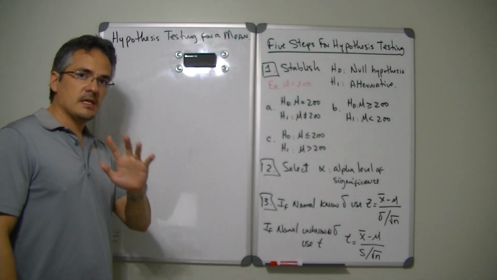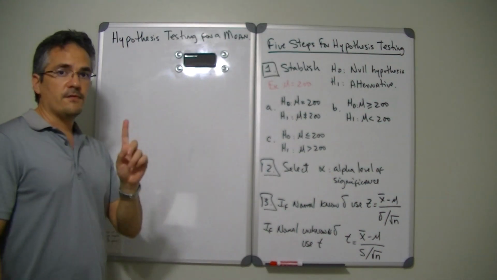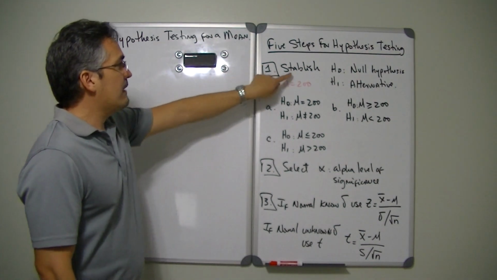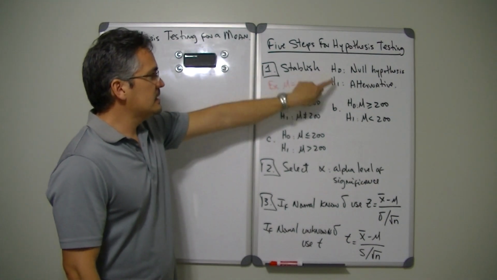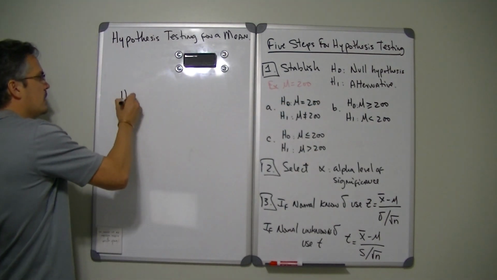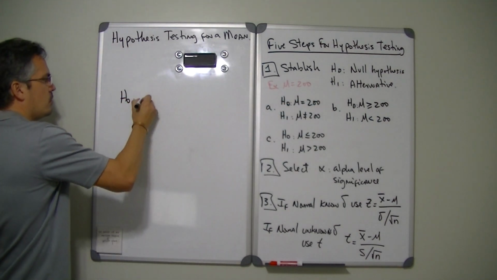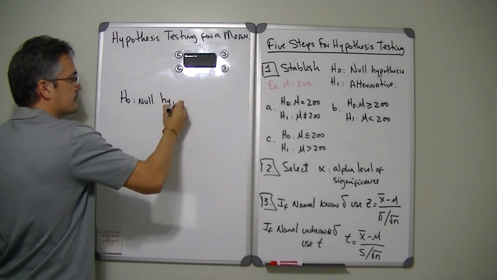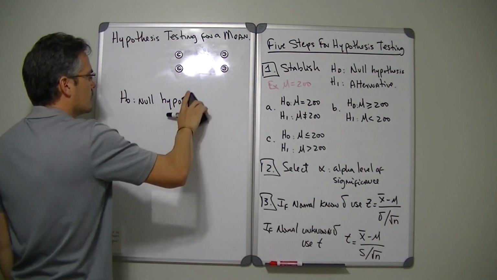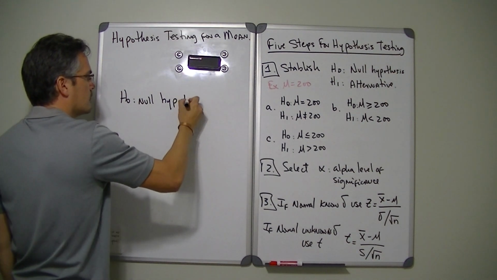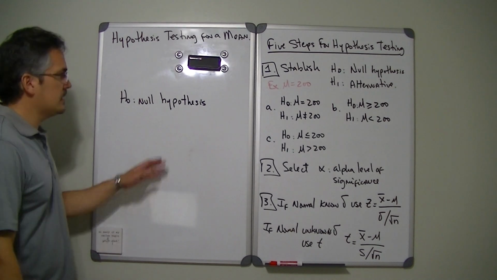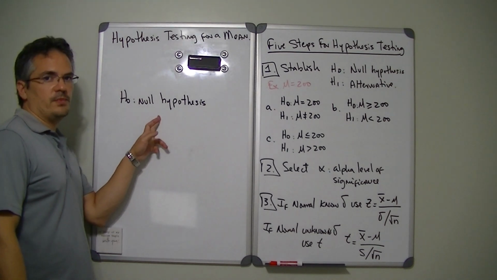Alright, so there are 5 steps to hypothesis testing. The first step to hypothesis testing is you need to establish a null hypothesis and an alternative hypothesis. So what we call H0 is what we call the null hypothesis. Now the assumption is that the null hypothesis is going to be correct.